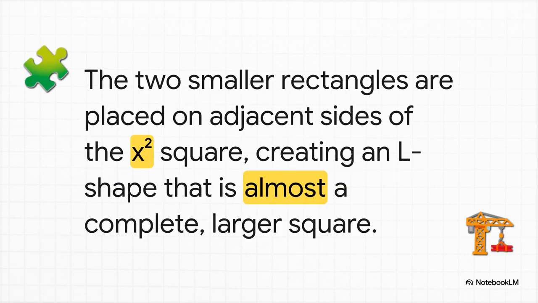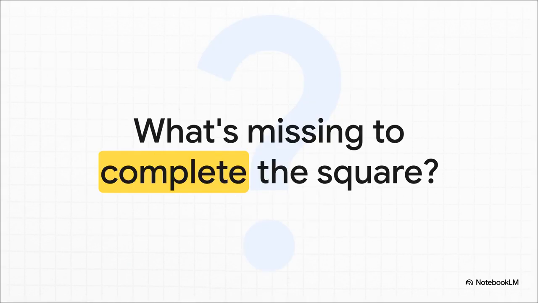Okay, now let's just rearrange our shapes. We take our main x squared square, and we place those two skinny rectangles on two of its sides. And look at that. We get this L shape, which is so close to being a new, bigger square. It's almost there. You can see it, can't you? Right there in the corner. There's a little empty spot. There's a piece missing. So, what is it? What do we need to, literally, complete the square?